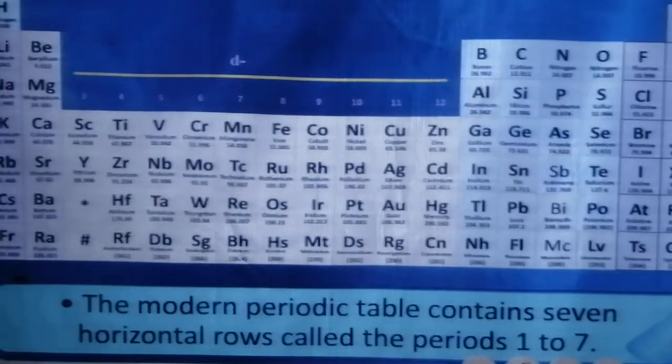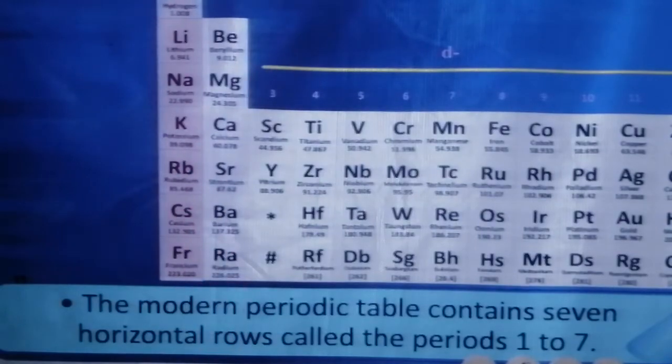Structure of the modern periodic table. The modern periodic table contains 7 horizontal rows called periods: 1, 2, 3, 4, 5, 6, 7. In Marathi, period is avartan, and there are 7 periods, while groups are 1 to 18.